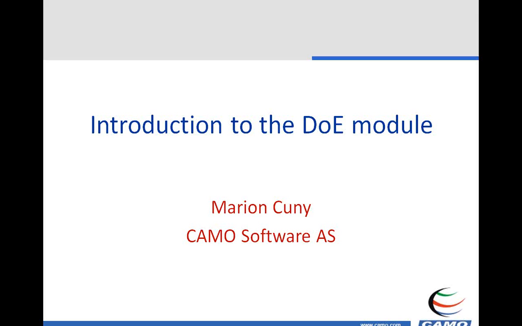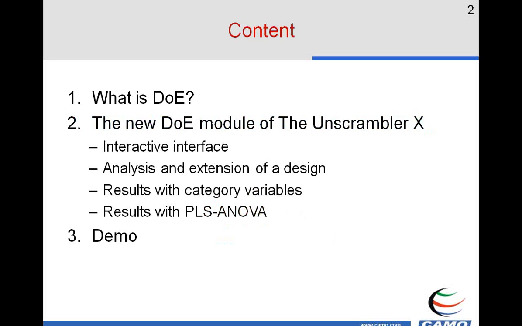So today we are going to see an introduction to the DoE module that has been re-engineered in the process of re-engineering the Unscrambler. So now we have the X version. During this presentation I will first give you an introduction about design of experiment, and then we will see the new functionality of the DoE module in the Unscrambler X. So we will see the interactive interface and also how we can use it and see the different types of results depending on which type of analysis we are performing. And then I will give you a demo, and at the end of the presentation you can use the chat of GoToMeeting to ask me some questions.